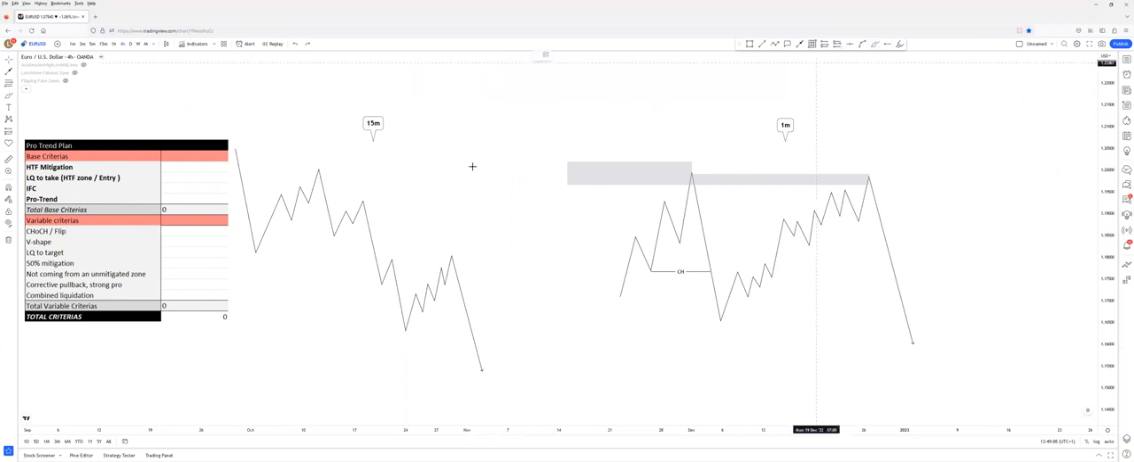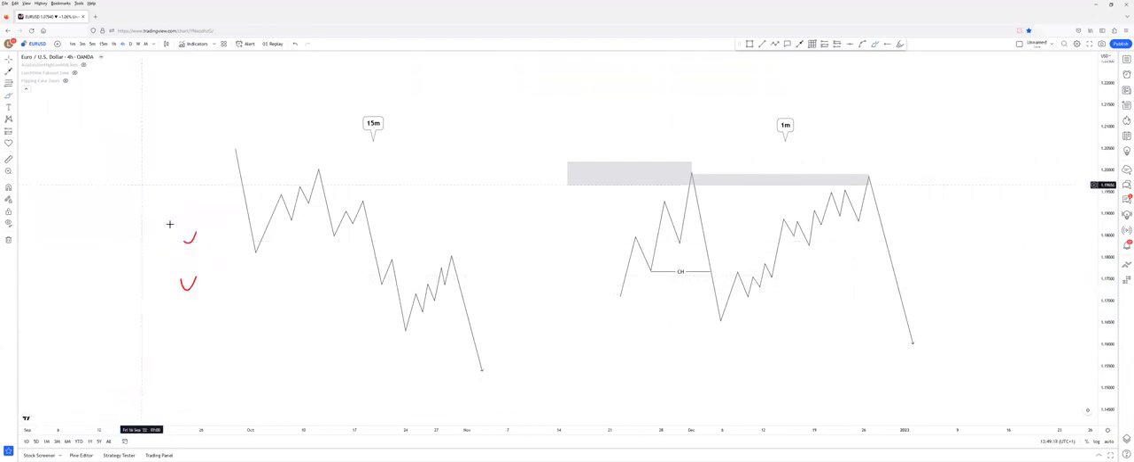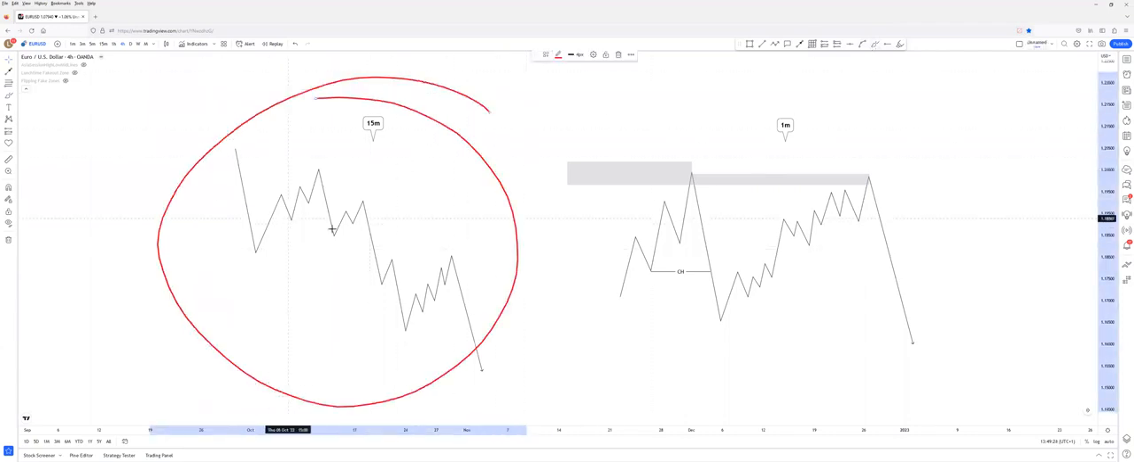So let's start on how to use these criteria, how to tick the V-shape recovery, how to tick the corrective pullback, strong movement criteria in your criteria tracker when you're looking for a trade. First of all, we will start with the corrective pullback, strong movement criteria. I will show you live examples and I will show you a drone example too.